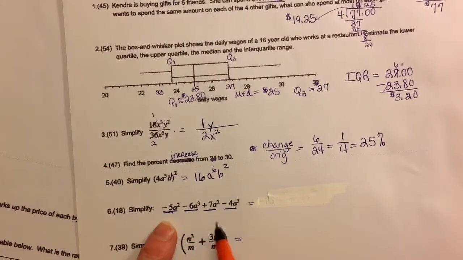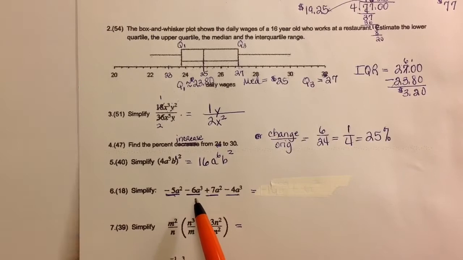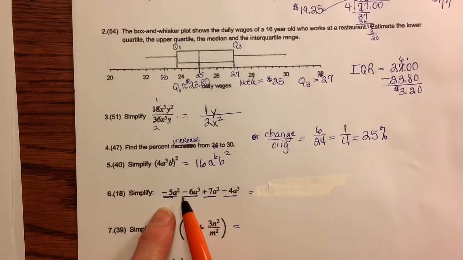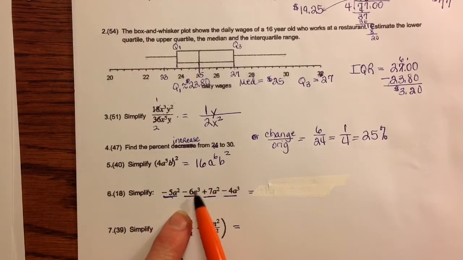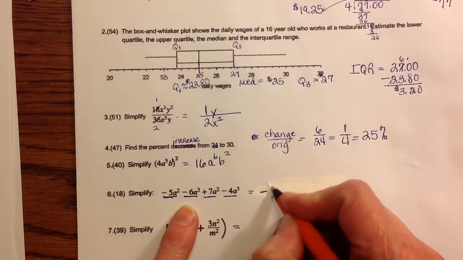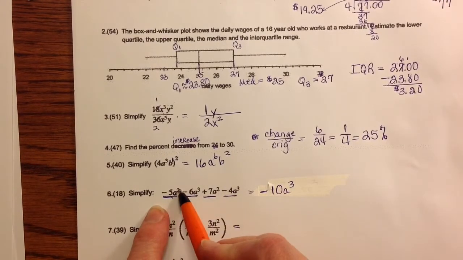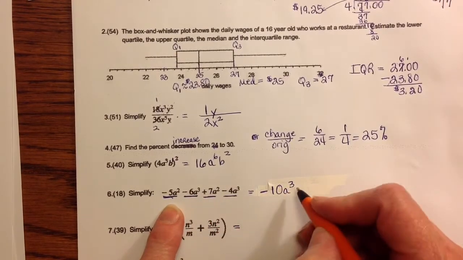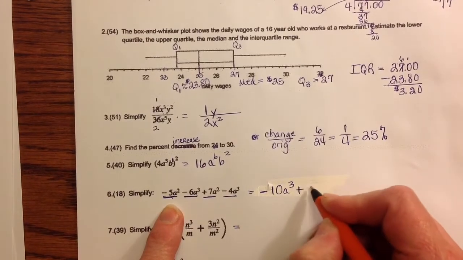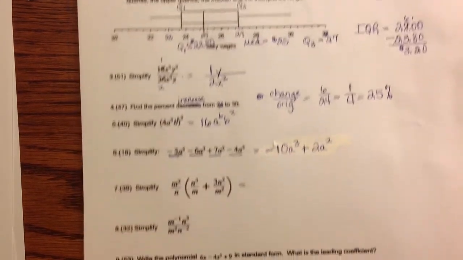Number 6, we're going to put like terms together. It doesn't ask us to put it in descending order, but I think I'm going to go ahead and do that in standard form. I've got my negative 6a cubed and my negative 4a cubed, and I'm going to put those together as negative 10a cubed. And then I've got a negative 5a squared and a positive 7a squared, which will give me a positive 2a squared. It didn't ask me to do standard form, so if you turn that around, it would have been fine.